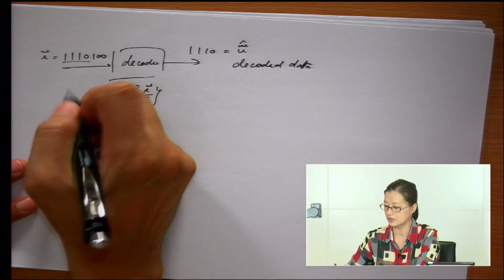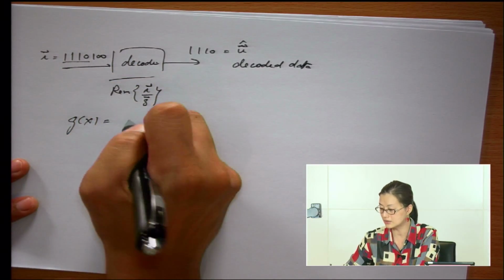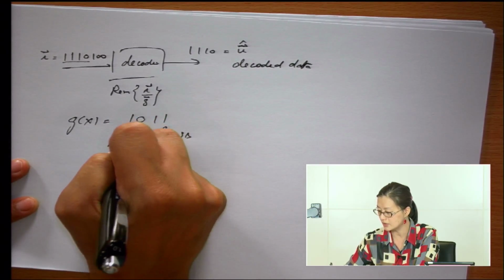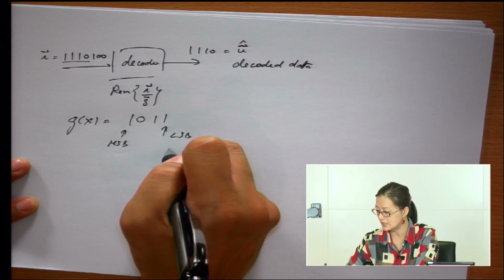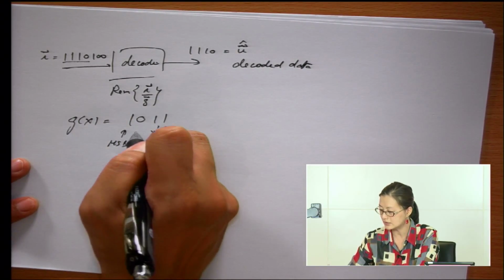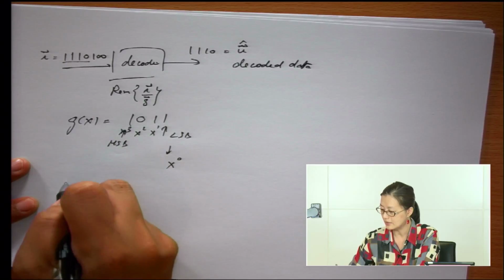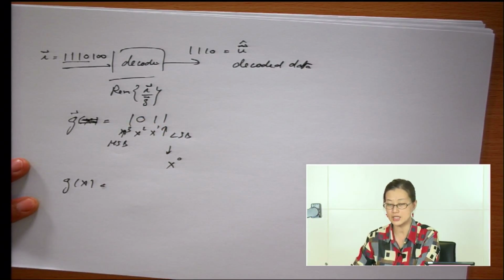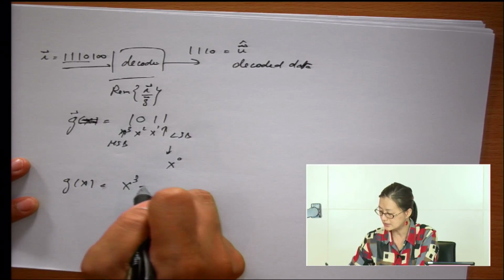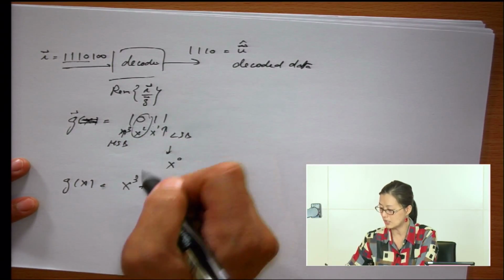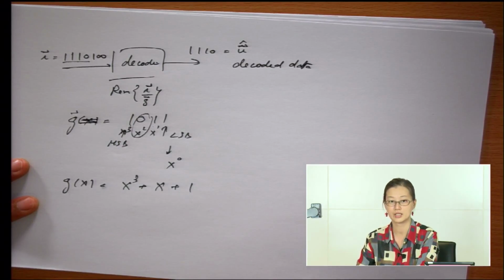Let me show you this. Gx equals 1 0 1 1. This is the least significant bit, and this is the most significant bit. So the least significant bit is degree x to the 0, and this is x to the 1, x squared, and x cubed. And therefore Gx, the sequence G, is x cubed plus, you don't have x squared because it's 0, but you have x to the 1, so x plus 1.